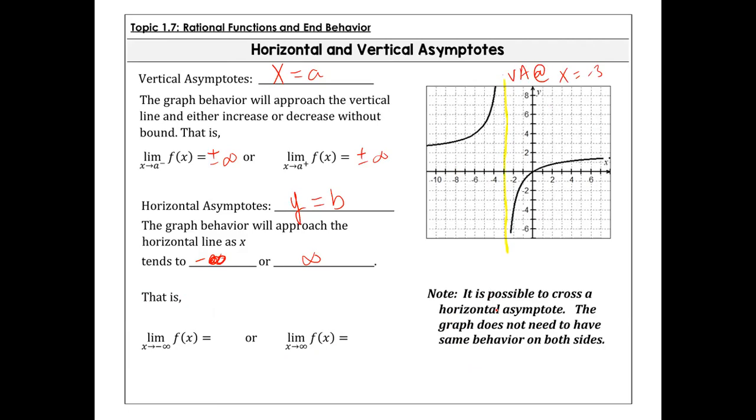So when I'm describing the left-hand behavior, I'm going to write the limit as X goes to A from the left. What is the function doing? F of X.